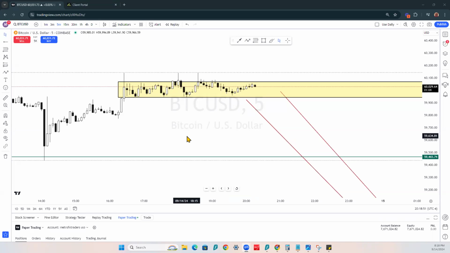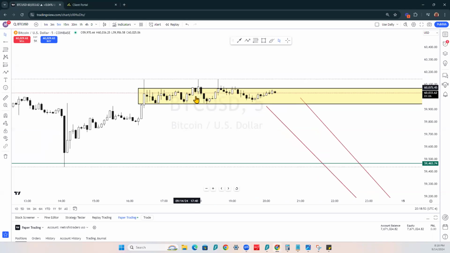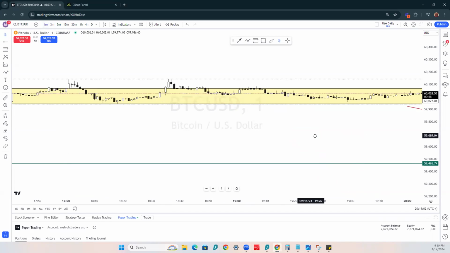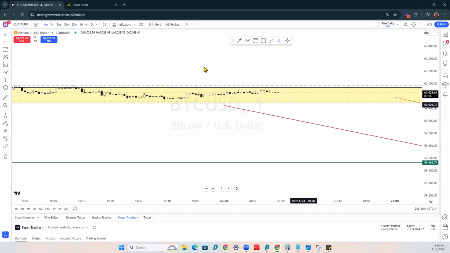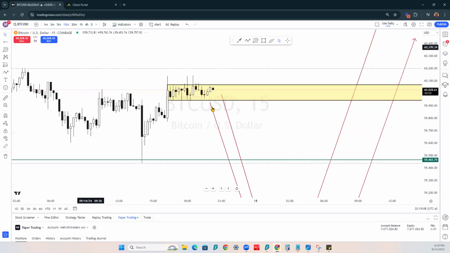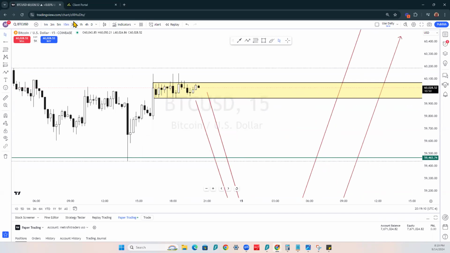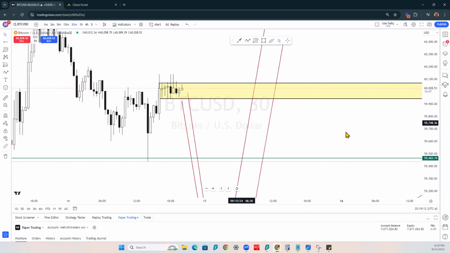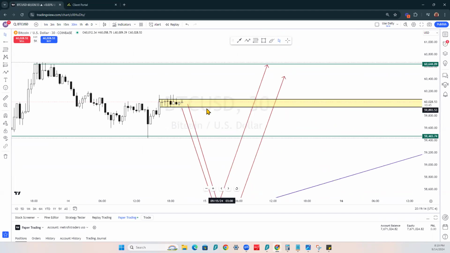Okay, so we're back at BTC USD. So as you can see, like I said, it's in consolidation. So you gotta wait for a breakout to happen before you take a trade. It's been in consolidation for a while with this market here. So you gotta wait for a breakout. And it can happen within the hour, it can happen within, I don't know.